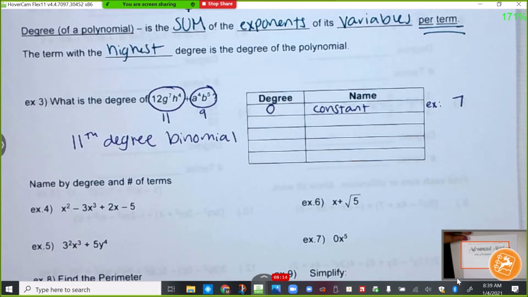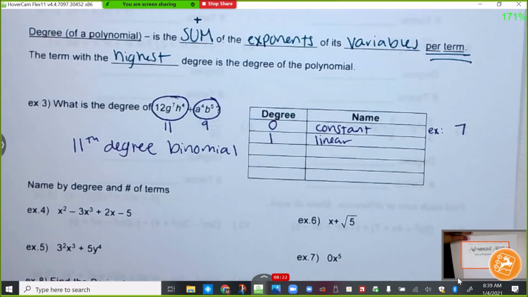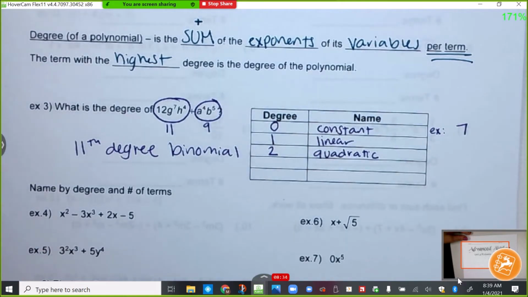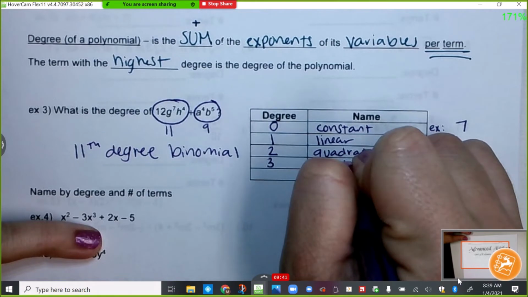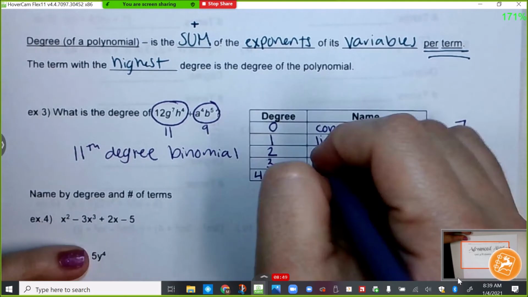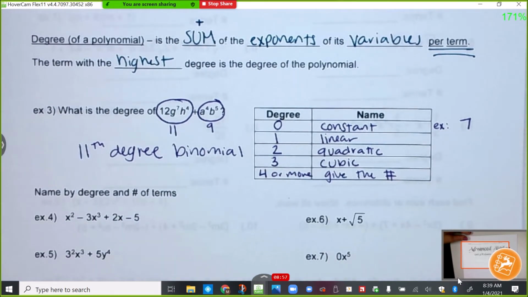A degree of 1 is going to be linear. A degree of 2 is going to be quadratic. A degree of 3 is going to be cubic. And if it has a degree of 4 or more, there is nothing fancy to write there, so you're just going to give the number. Like we did here, where we just wrote 11th degree. Okay? Any questions with that? Comments, concerns? Okay, so these last couple ones, these 4, we're going to label.